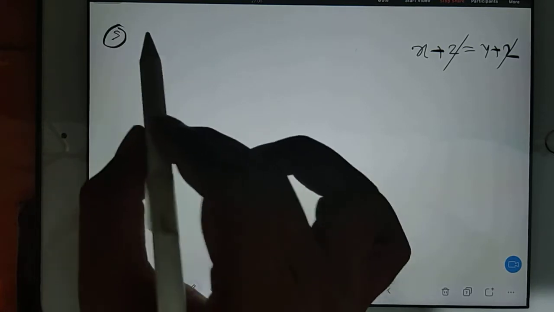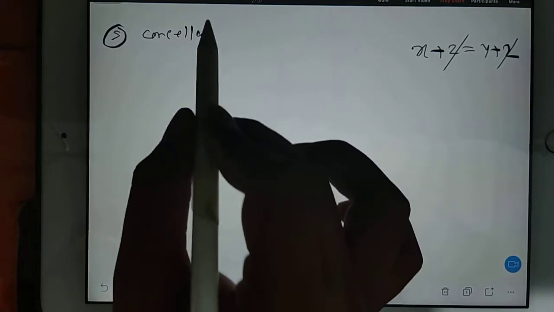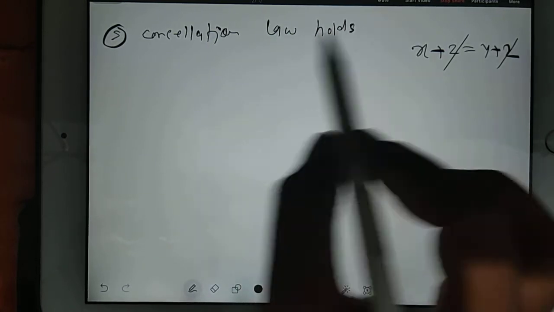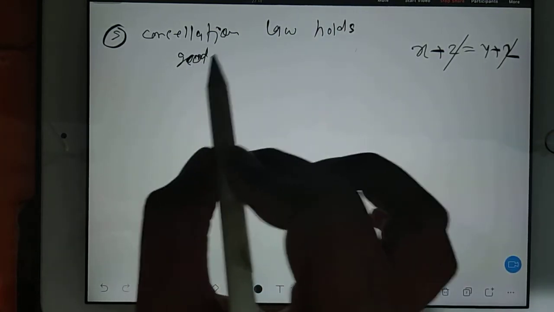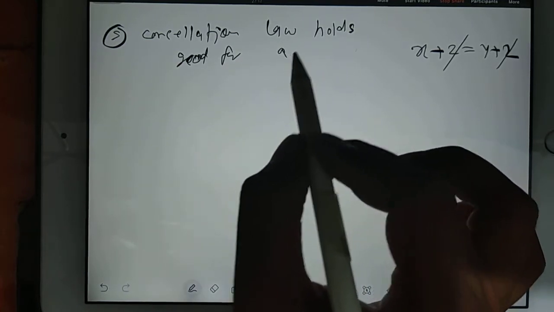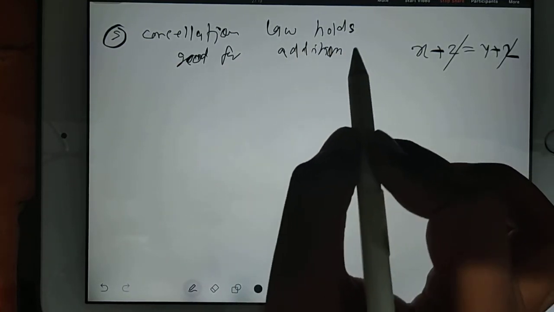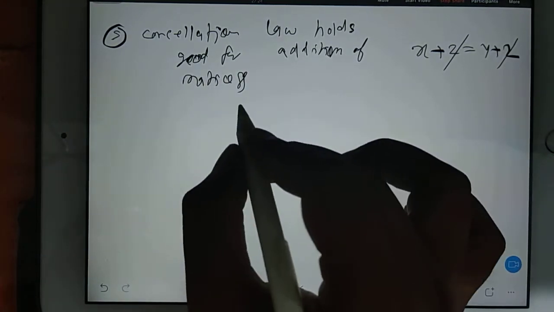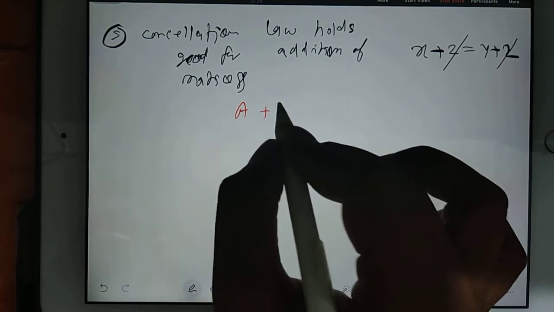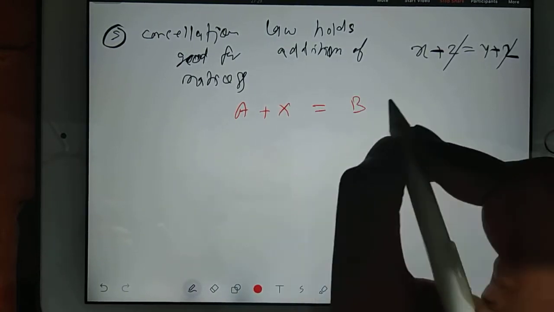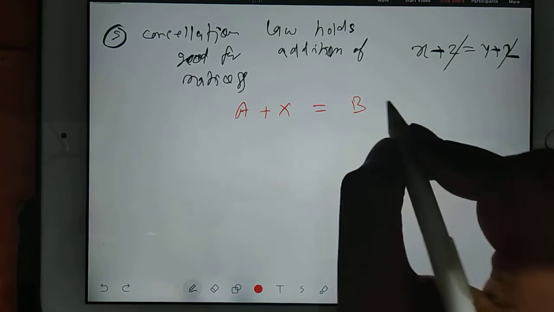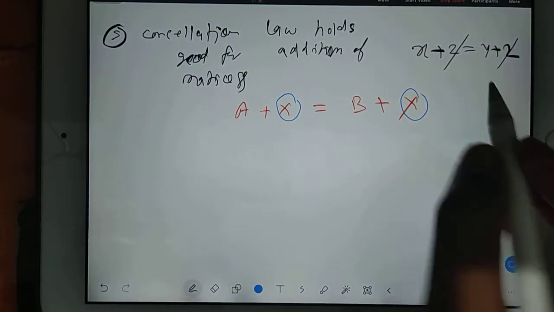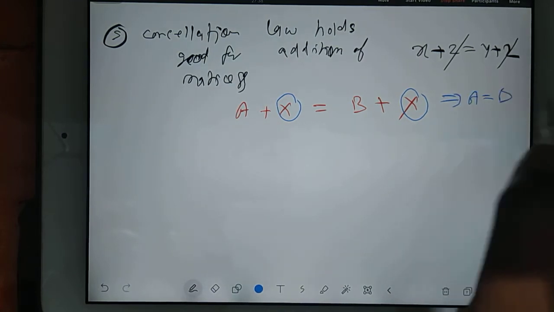So take down the fifth heading as cancellation law holds good for addition of matrices. For example, suppose I have any matrix A and I'm adding X to it, and I have any matrix B and I'm also adding X to it, right? So this X and this X we can cancel, meaning my answer will look like A is equal to B.